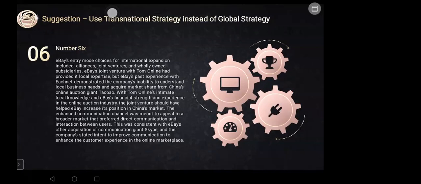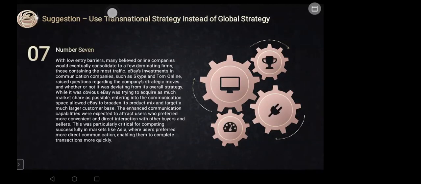Then number 7. I would just say that eBay's investment in communication companies such as Skype and Tom Online also raised questions regarding the company's strategic move and whether or not it was deviating from its overall strategy. So I believe these are trying to say that using transnational strategies will help eBay complete transactions more quickly.